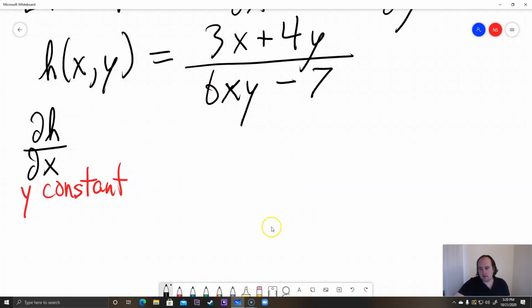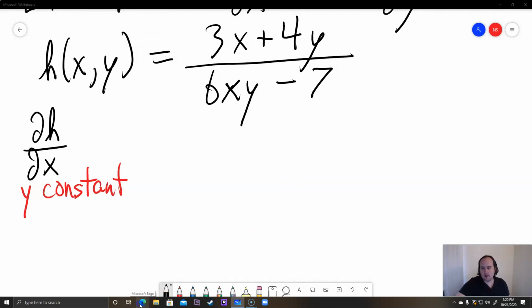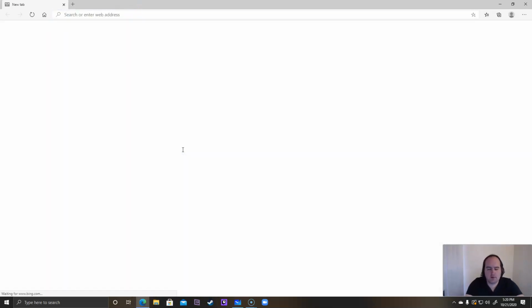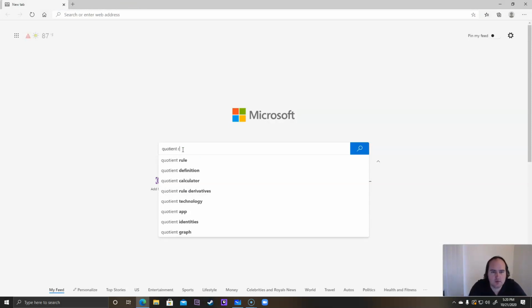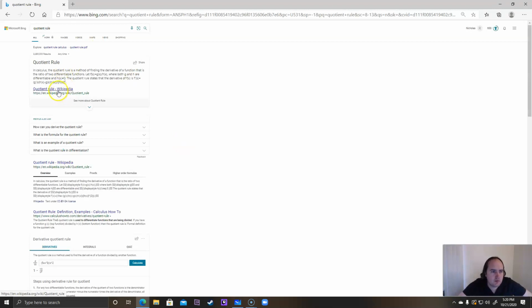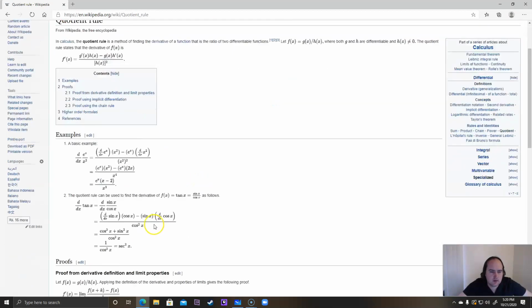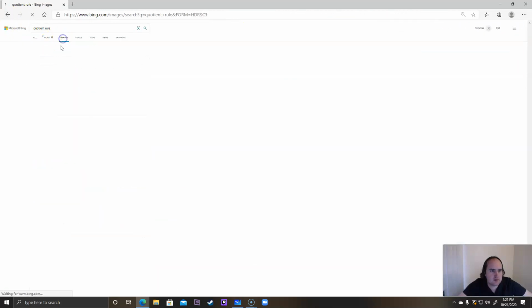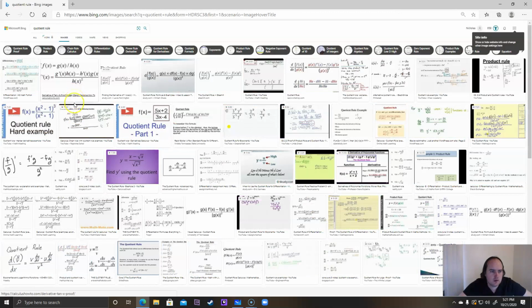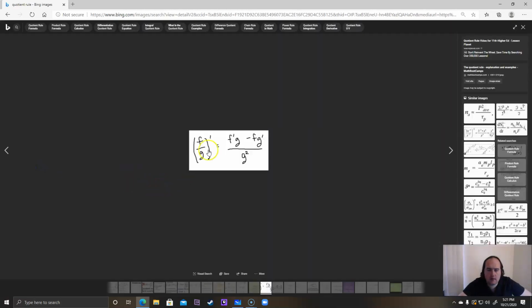So how does the quotient rule go? Well, like I said, if you don't remember something from Calculus 1, you can always go to Google or whatever search engine you use, so you can just type in quotient rule to look it up. Maybe just look under images. Here's an easy one. So the derivative of f over g is equal to f prime g minus f g prime all over g squared. So basically you're taking the derivative of the top times the bottom minus the top times the derivative of the bottom, and then you divide by the denominator squared. Okay?